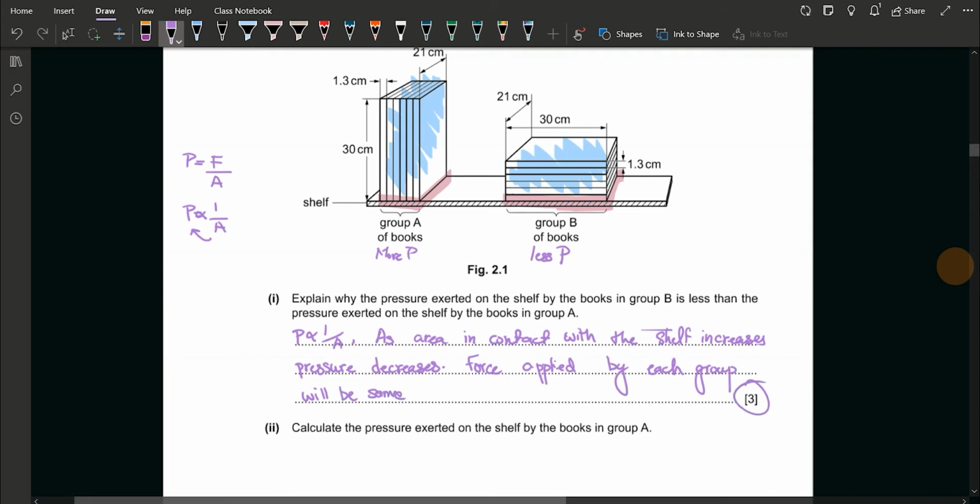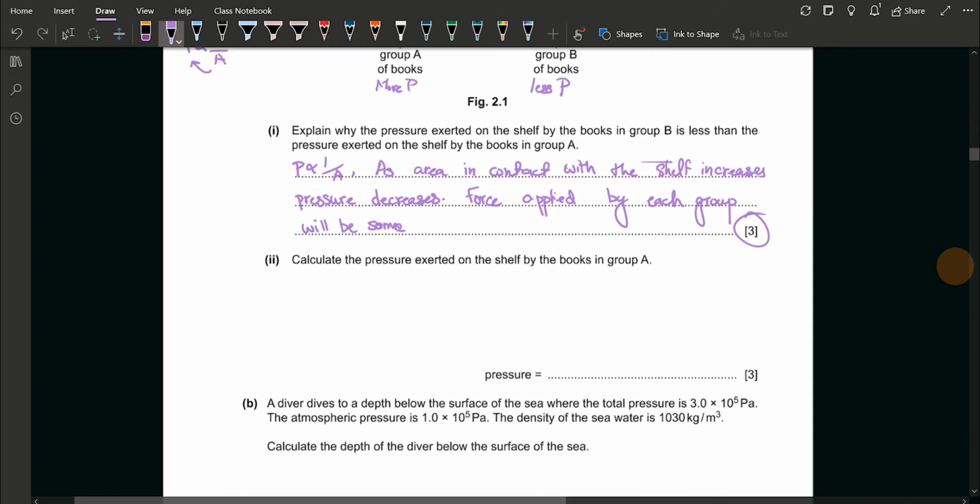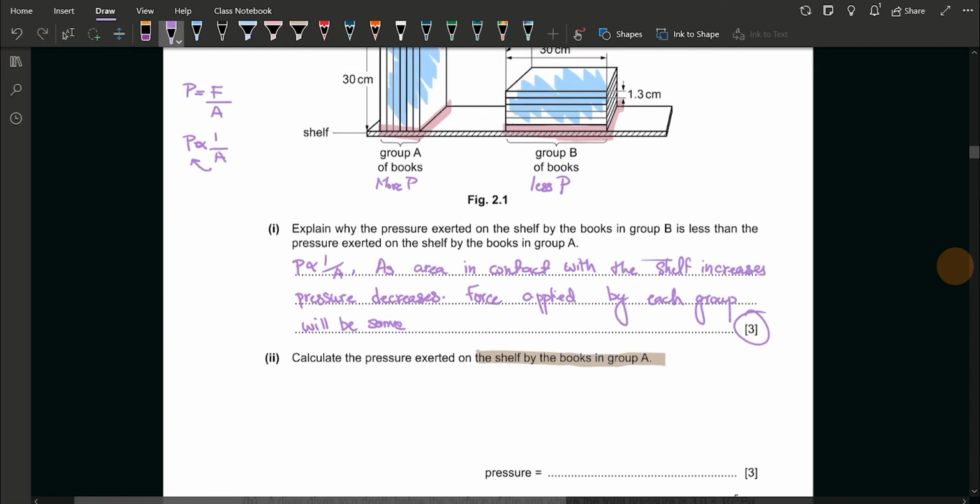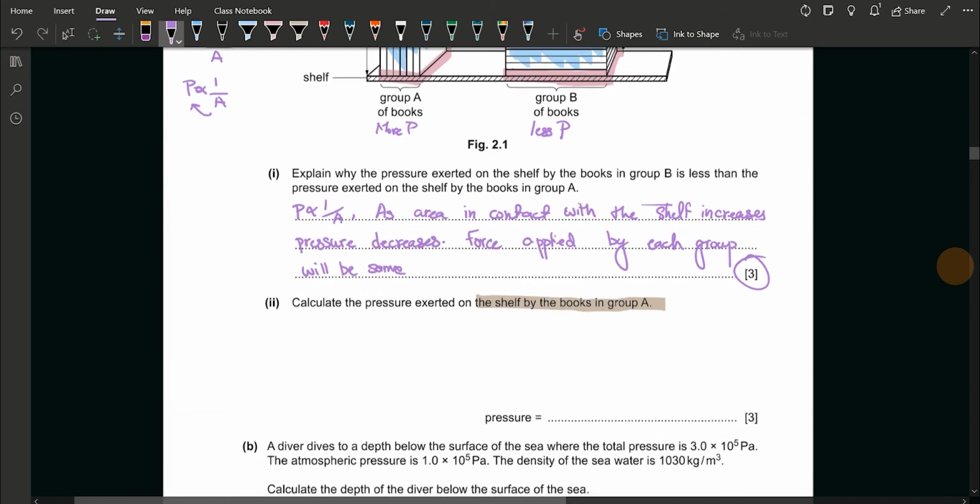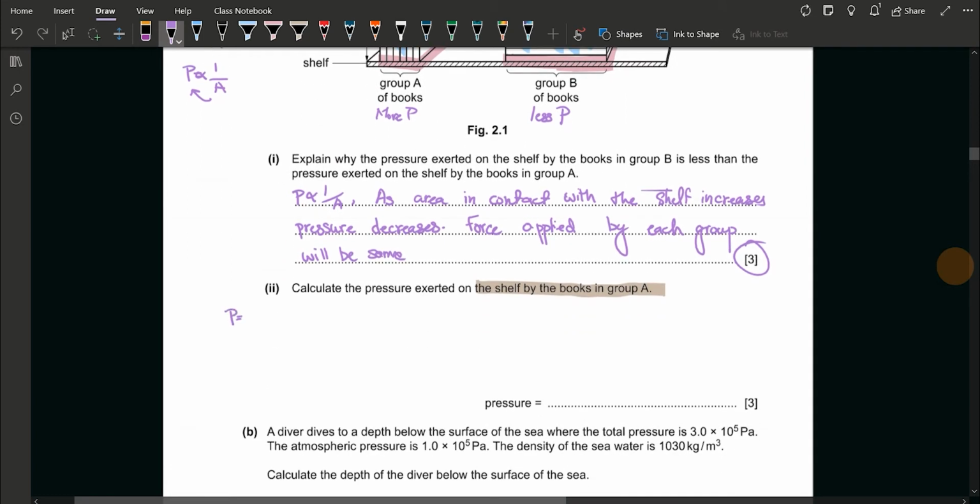And you get 3 marks for this. Part 3 says calculate the pressure exerted on the shelf by the books in group A. Alright, so we know that the formula is pressure equals force divided by area. We can find out our force and we can find out our area.